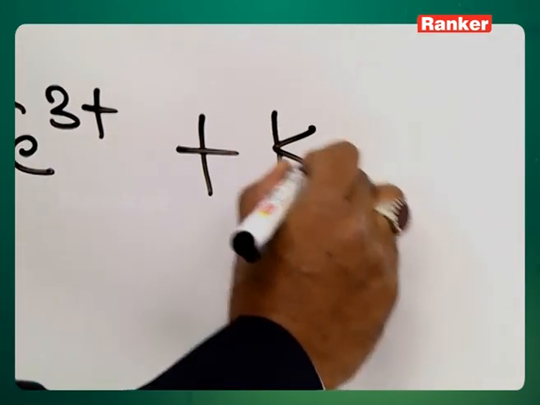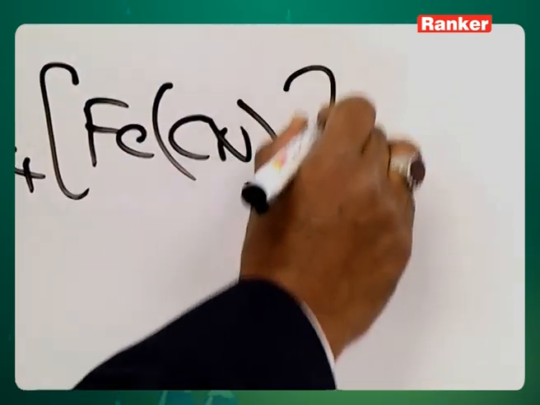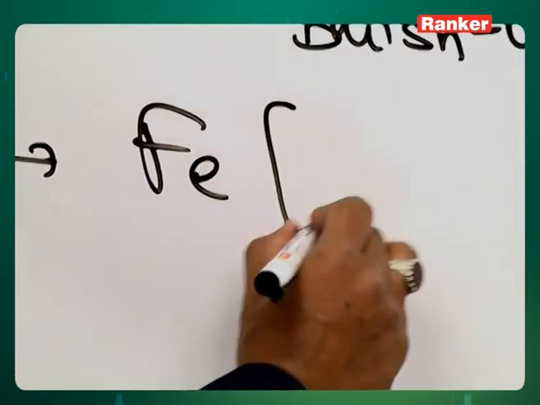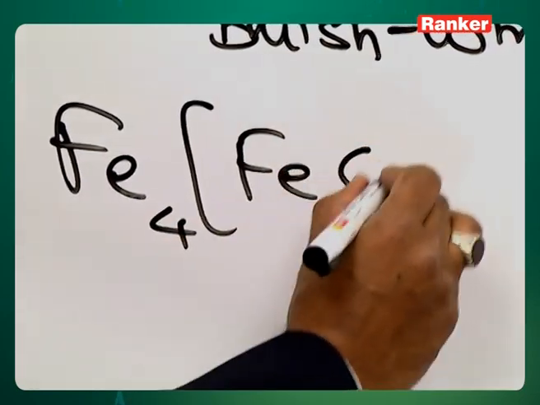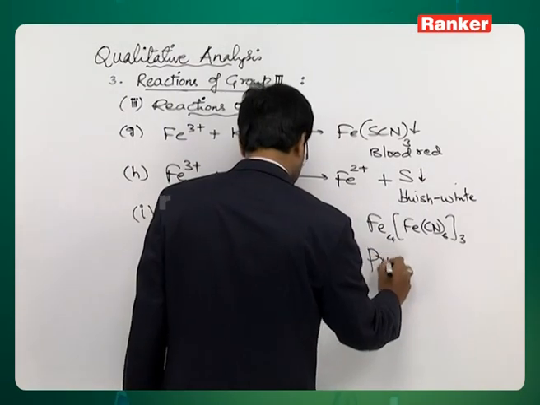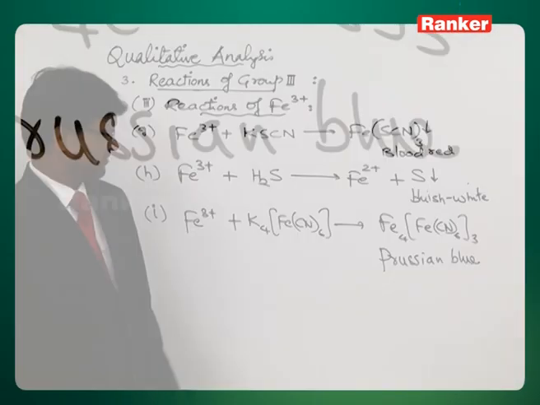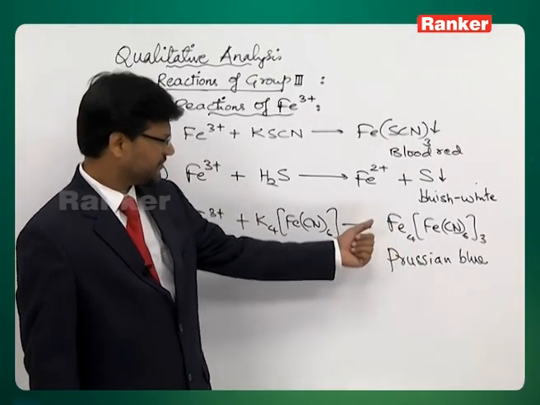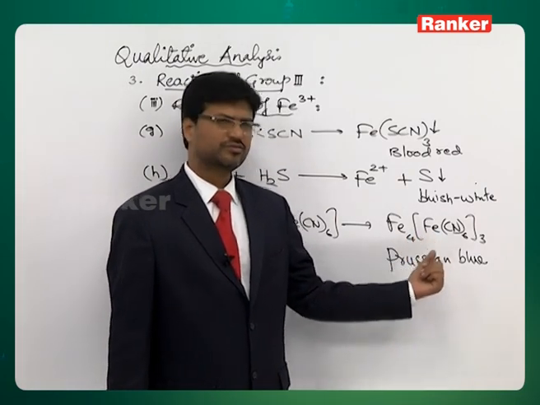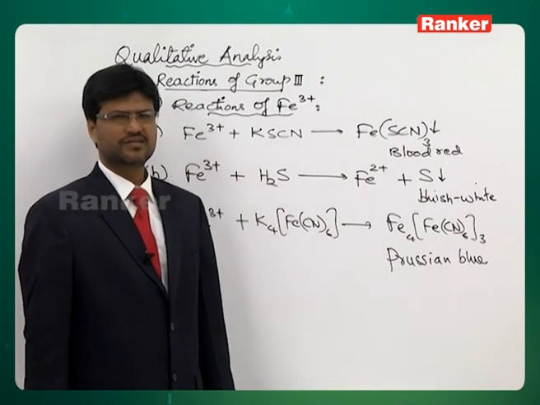Ferric on reaction with K4[Fe(CN)6] will give ferric ferrocyanide, Fe4[Fe(CN)6]3. This is Prussian blue. Ferric ferrocyanide. Outside the coordination sphere you have Fe3+, and inside you have Fe2+. So it is ferric ferrocyanide, popularly known as Prussian blue. It is a blue colored substance.